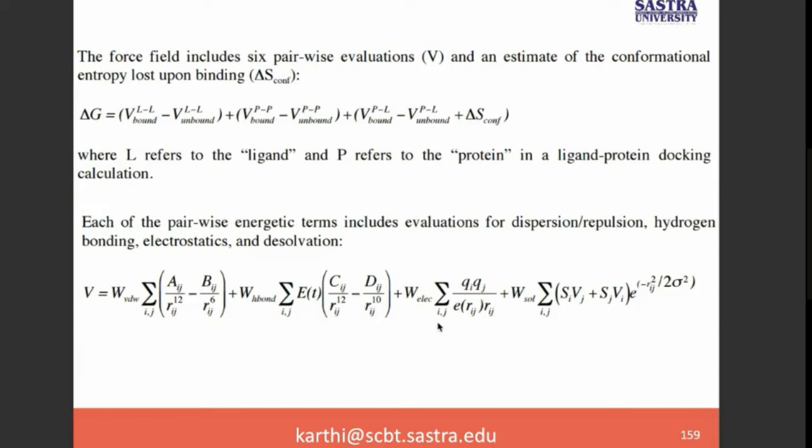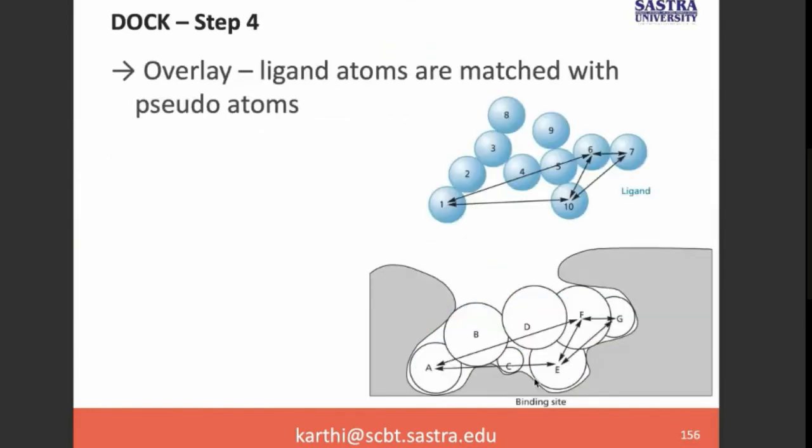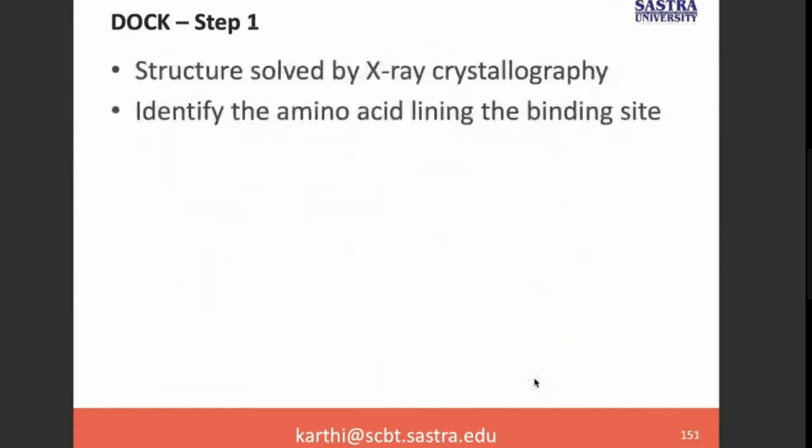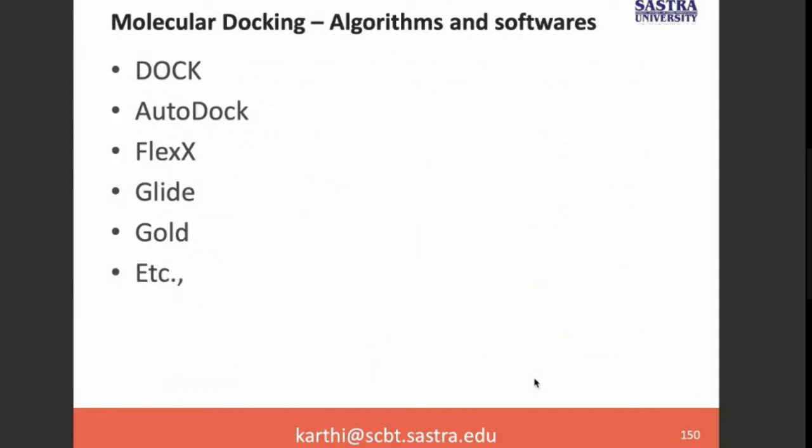As I said, the scoring function may be even more complicated if you go for real flexible docking algorithms like FlexX, or if you go for Glide. These are the mathematical expressions that are used to find out which of the fitted conformations is the best conformation. That is again calculated with the help of the energetics, right? So that is something about docking and the scoring function that is used in DOCK.